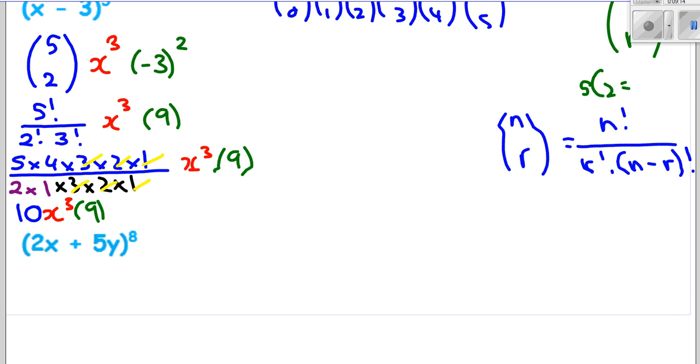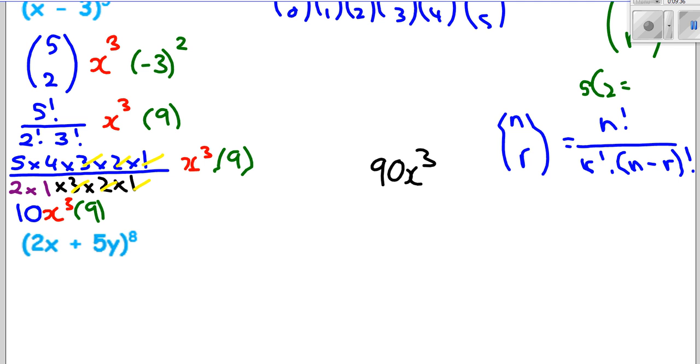Strangely enough, I wrote my answer as 10x cubed because I didn't bring it down. So what should the answer be instead? 90x cubed. Good. So in total, 90x cubed. So if the question's just asking for the x cubed term, then you found it.